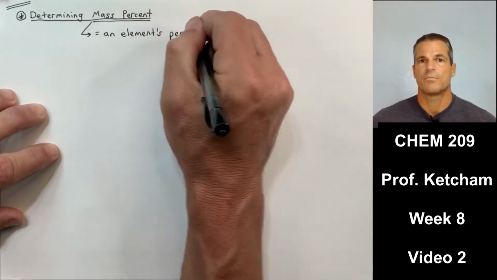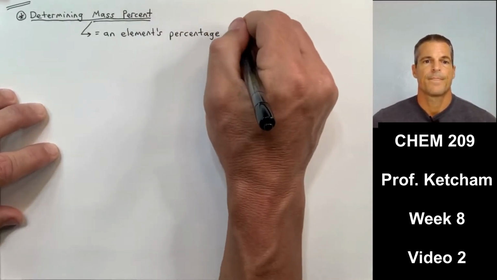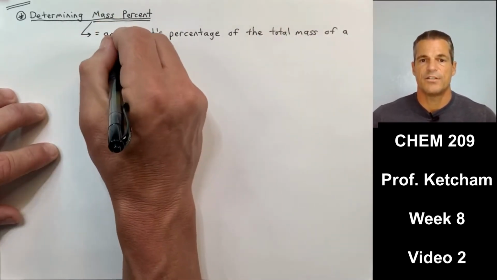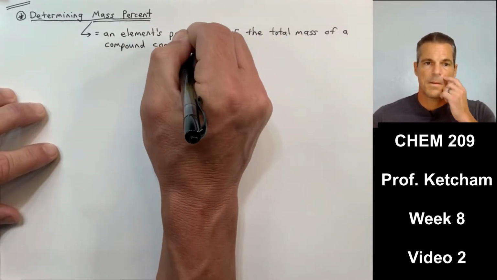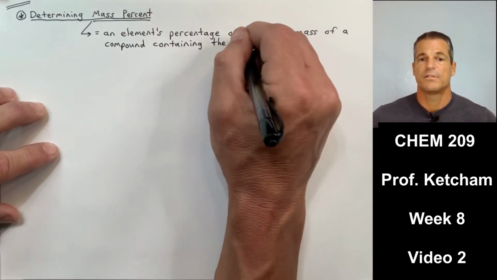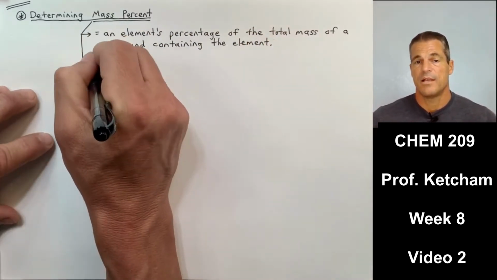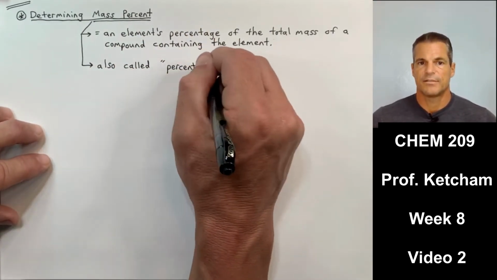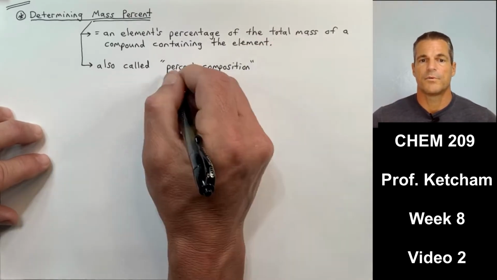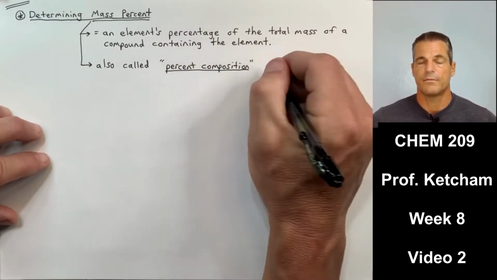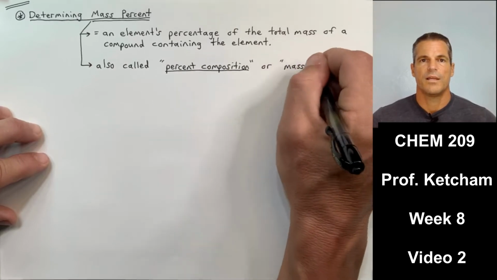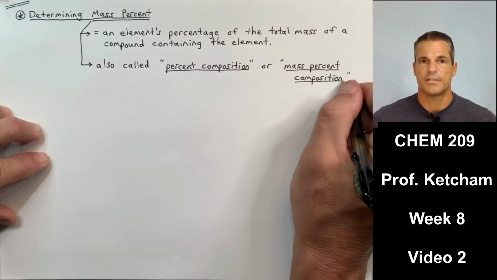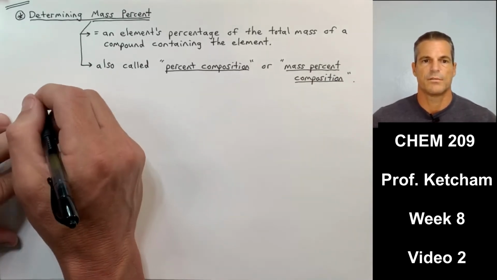Determining mass percent. Well, mass percent is defined as an element's percentage of the total mass of a compound containing the element. All right? Mass percent is also called percent composition quite often, and rarely it's called mass percent composition. So usually you see mass percent or percent composition.